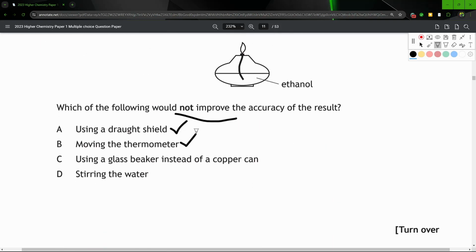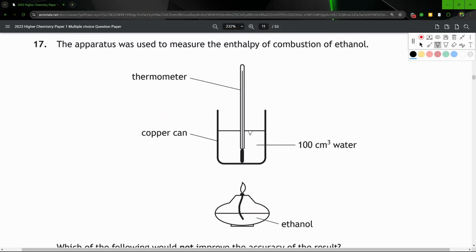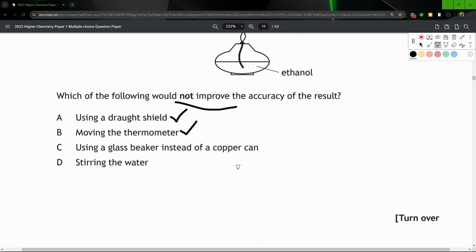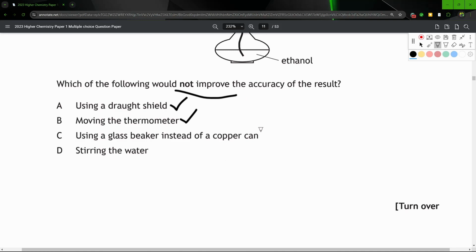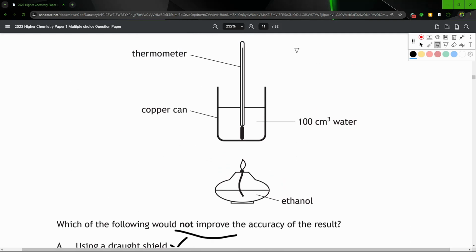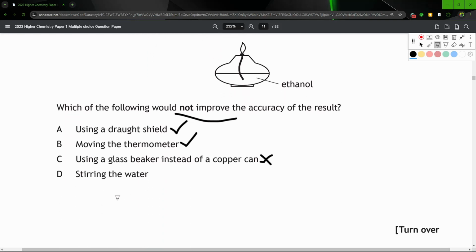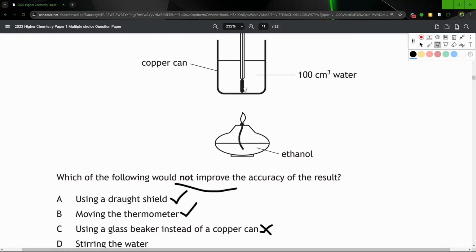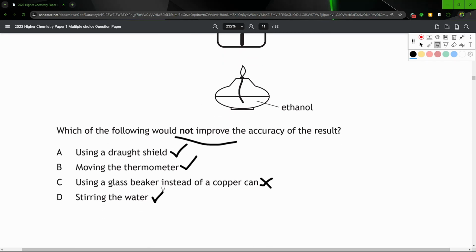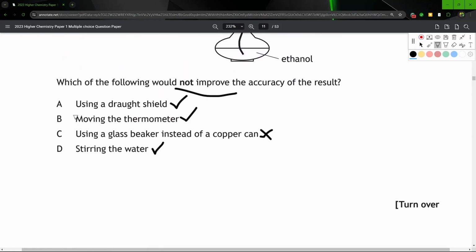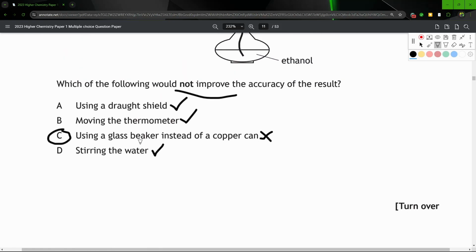Moving the thermometer is a good idea, because you'd get a better reading of the overall value of the water rather than just a small component. Using a glass beaker instead of a copper can is a terrible idea, so it might be our right answer, because a copper can has better conductivity, while glass is more of an insulator, which means you're not getting all the heat that you want. And stirring the water helps all the heat radiate outwards and heat up the whole water rather than just a small portion of it. So that is a good idea. So the only one that is terrible is C. You don't want to use an insulator when you don't have to.